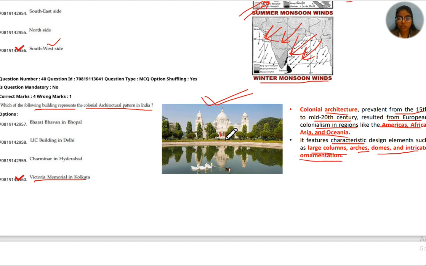Large columns, as you can see from the outside only. It has arches, domes, and the ornamentation when you will see the building in more detailed form. You will get to see very fine ornamentations. So these are the features of the colonial architecture which can be seen in Victoria Memorial, which is in Kolkata.